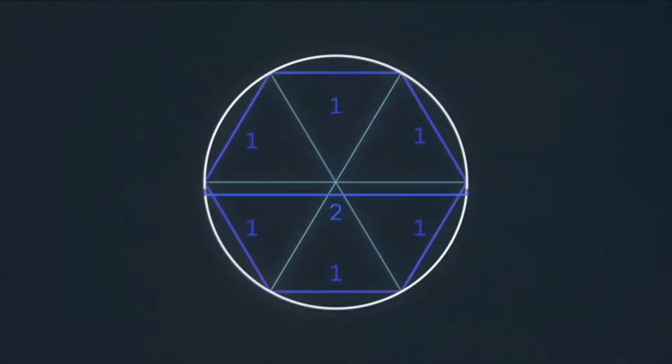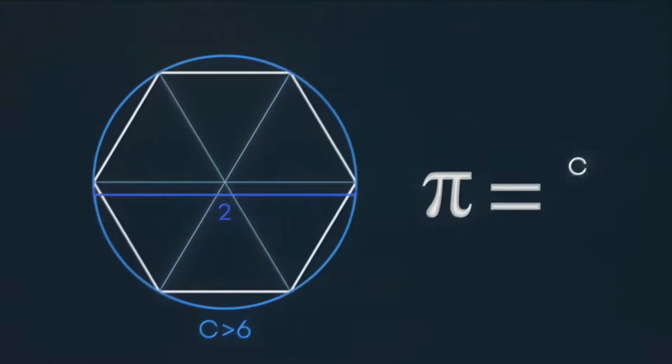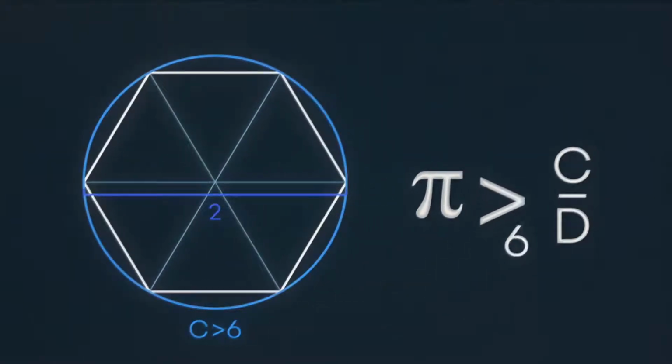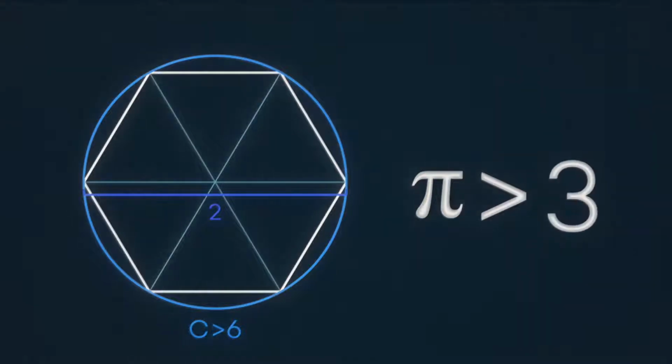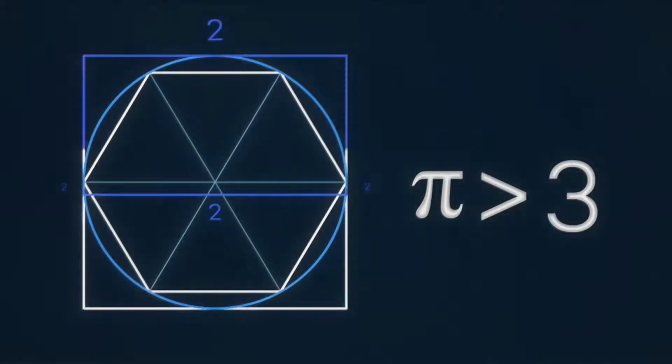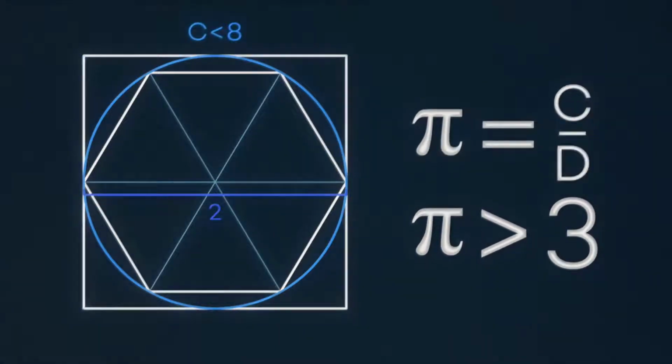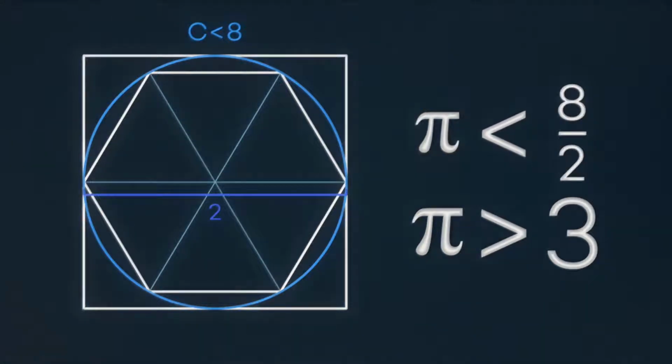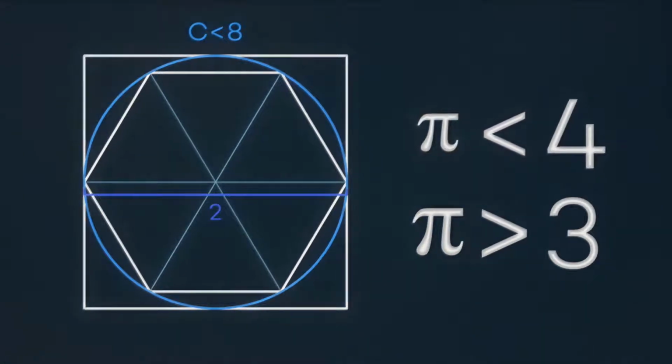Now the perimeter of the hexagon is 6, and the circumference of the circle must be larger than this, so pi must be greater than 6 over 2. So pi is greater than 3. Now draw a square around the circle. The perimeter of the square is 8, which is bigger than the circle's circumference, so pi must be less than 8 over 2. So pi is less than 4.